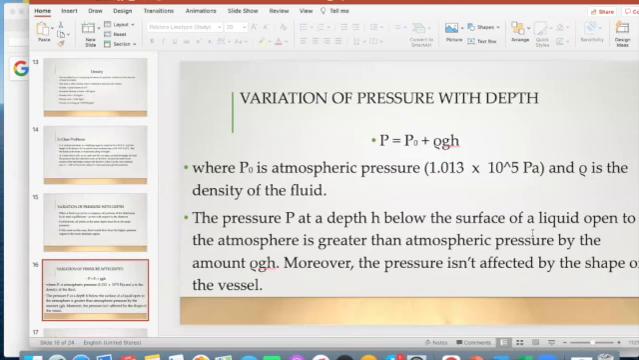All right, so variation of pressure with depth. Pressure is P, and it's equal to the original pressure plus our density, which is rho. It looks like a P, but it's not a P. This is the Greek letter rho. And we multiply that times the effect of gravity, which is 9.8 meters per second squared, times the height or depth of that pressure.